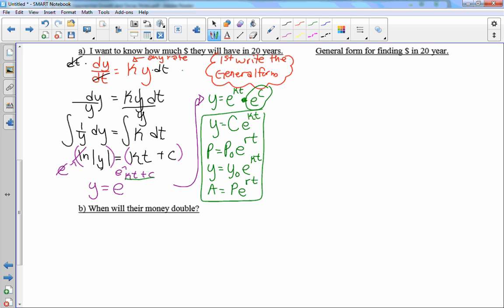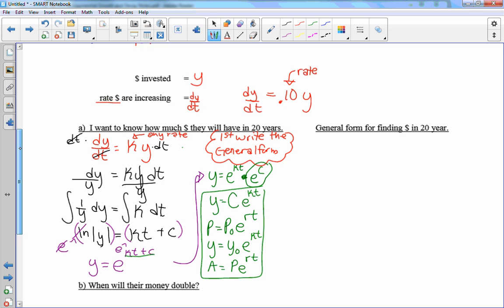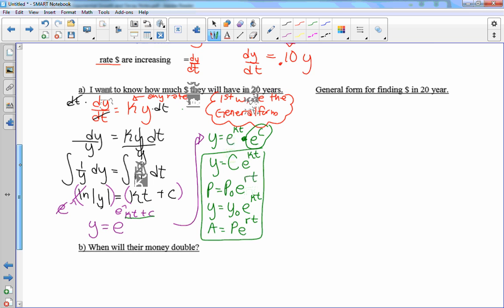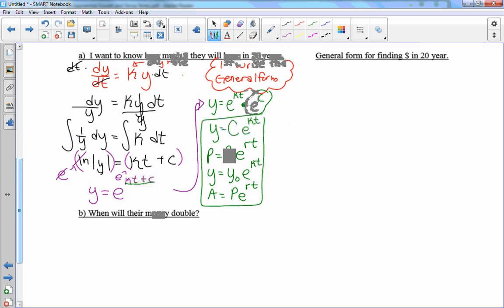Okay, so now let's actually answer the question. I don't know how much they will have in 20 years. Okay, and they were told in terms of y. The money invested was y. So we're going to use this form: y equals something times e to the kt, or rt. You can use k's or r's. They know we're using k's, so.